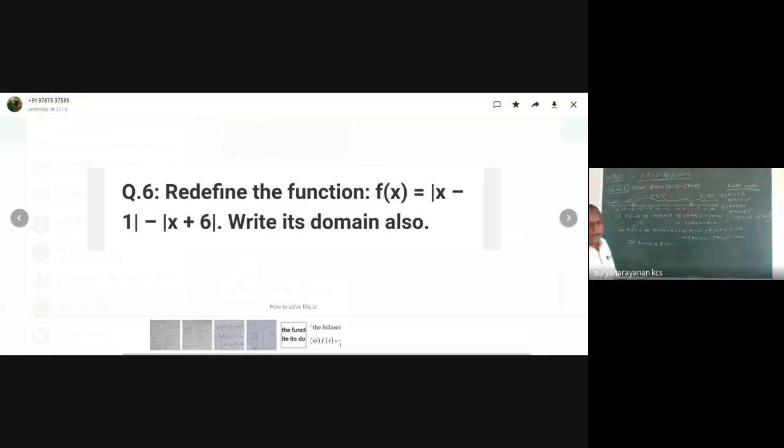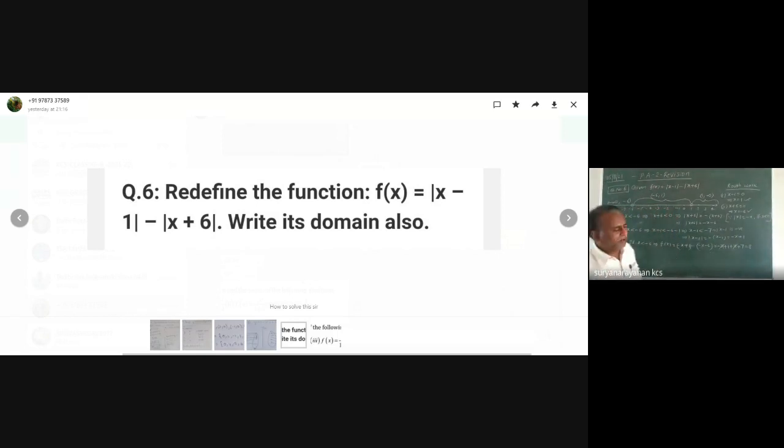So if x is less than minus 6, then we can define f of x as mod x minus 1, which is minus x plus 1, minus mod x plus 6, whose value is minus x minus 6. So what we get here: minus x plus 1 plus x plus 6, which is 7... so if x is less than minus 6, f of x value is 8.